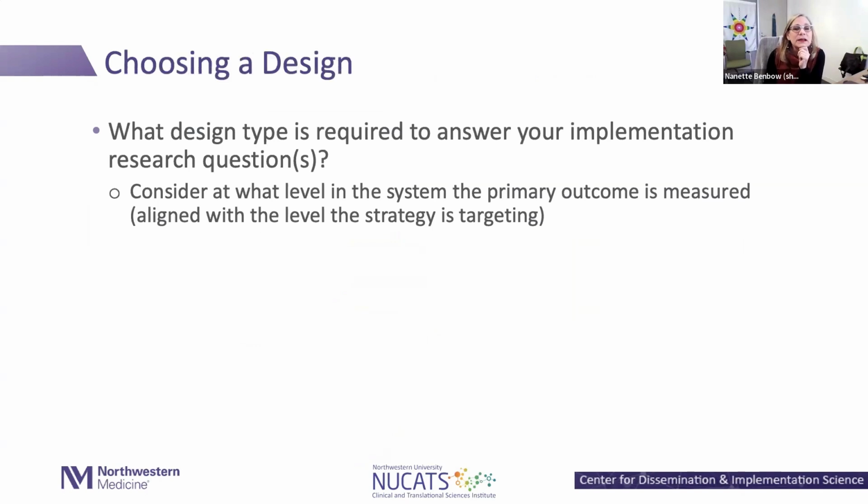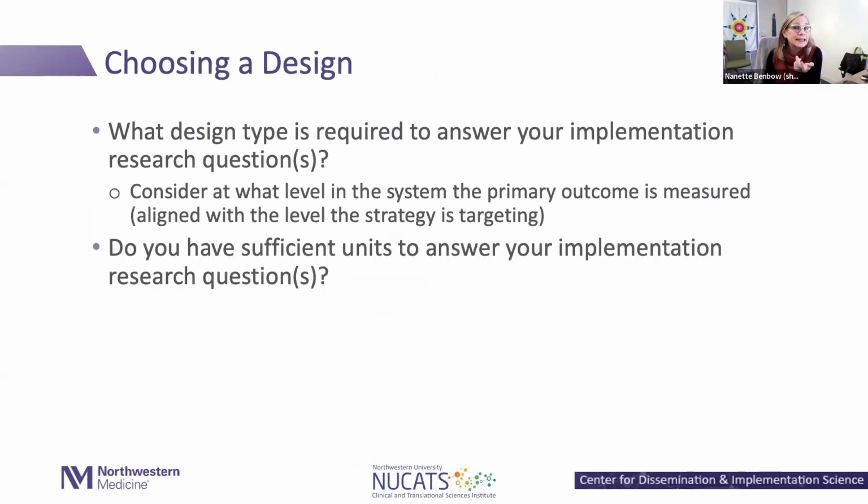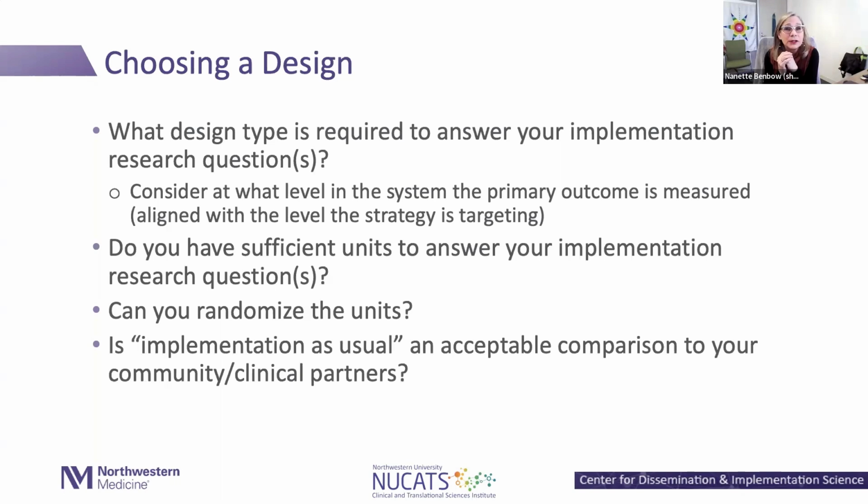So choosing a design, what design type is needed to answer your question? Again, you're going to want to consider the level of the system that you're studying and what the primary outcome is going to be. You want that to be aligned with the level of strategy. So if it's at a provider level, you want to make sure that your primary outcome is addressed for that level and for that group. You are going to want to consider if you have sufficient units to answer your implementation research question. Remember, in general, you'll have smaller units, smaller number of them. So you're going to have to make that consideration as you choose your design.